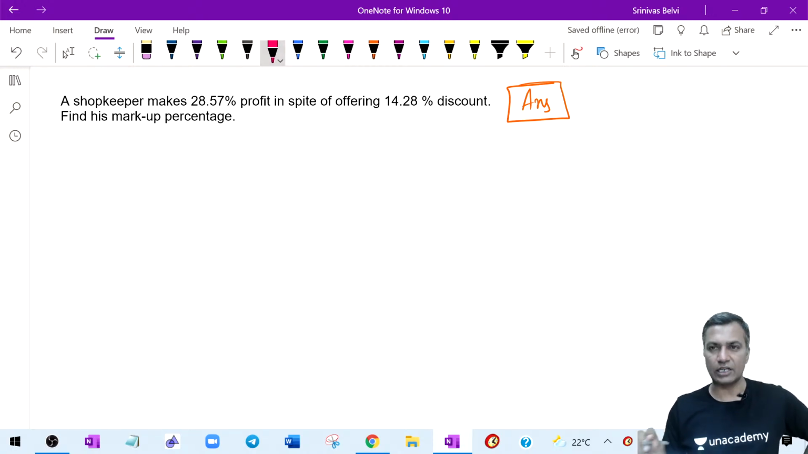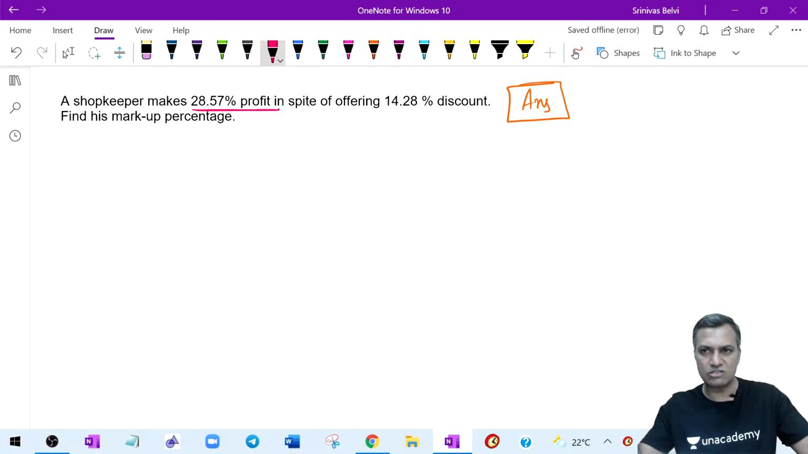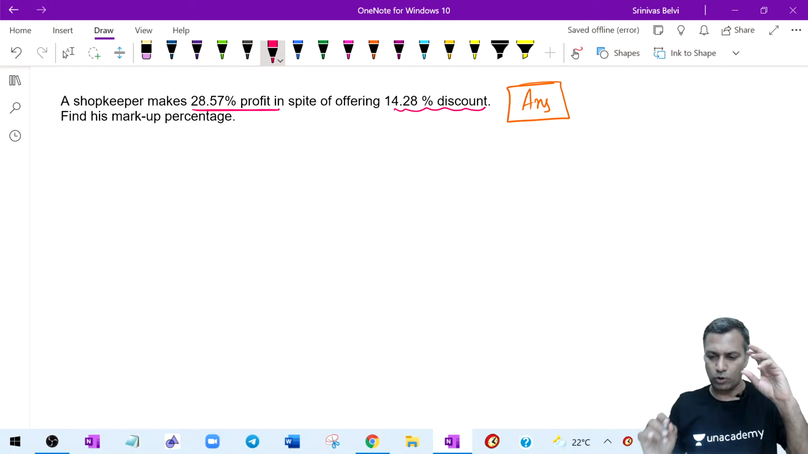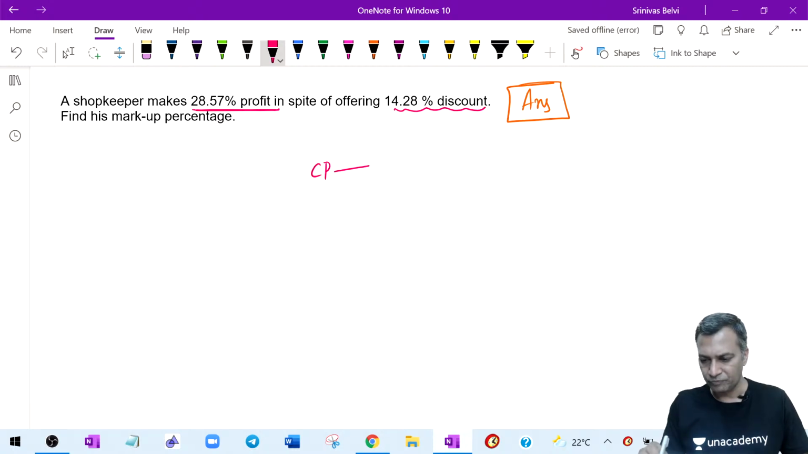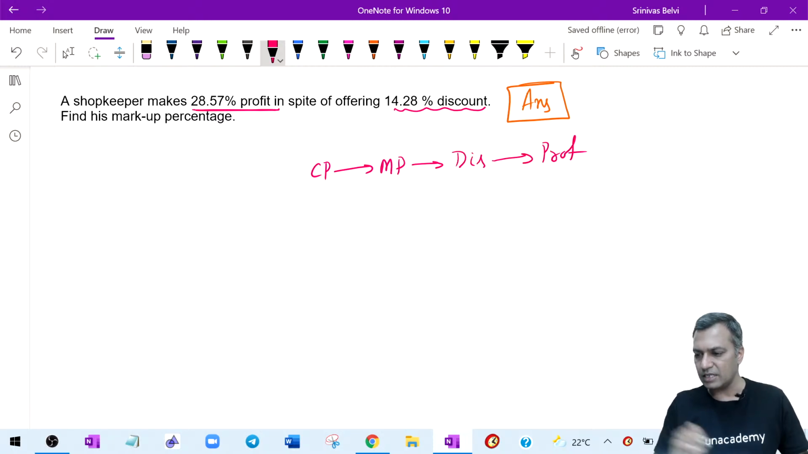All right, let's take a look at this question. A shopkeeper makes 28.57% profit. This is the final profit. He makes this profit in spite of offering a discount, which means he bought some commodity at the cost price, marked it at a mark price, then gave a discount on it, and then made a profit.